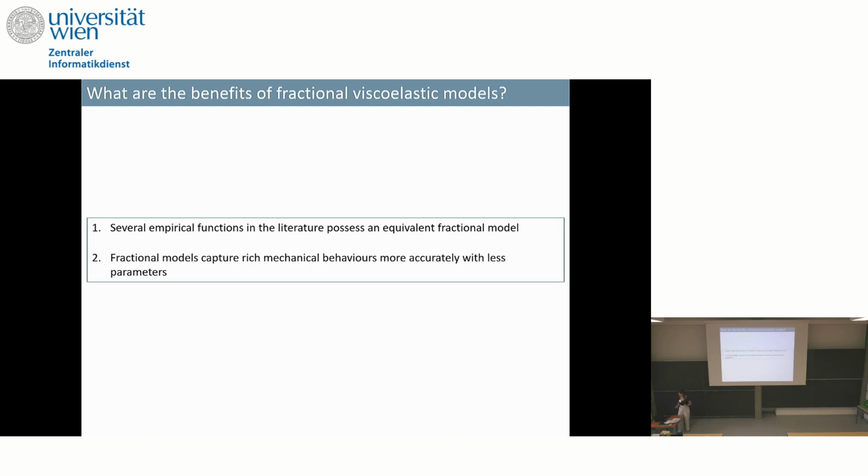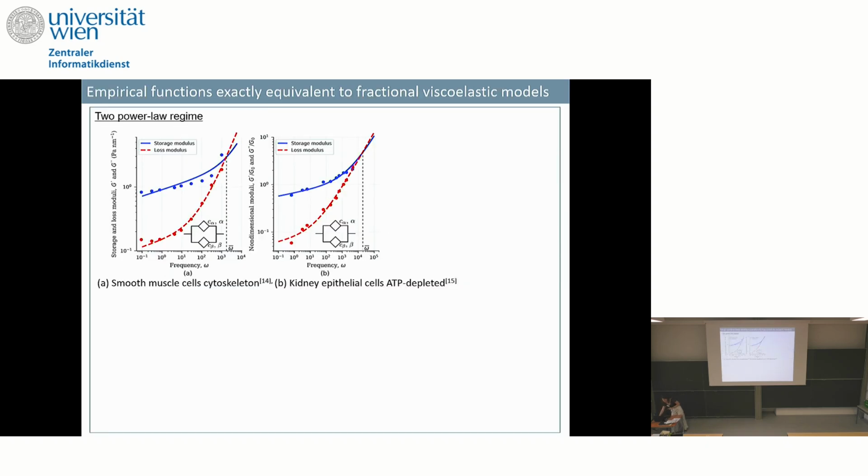And one other advantage, I haven't put it here because I want to focus later. So here is an example. For example, you have the double power law in G prime, G double prime, which is often seen in cells, like in most muscle cells or kidney epithelial cells. This was fitted with an empirical function that is nothing other than the two spring pots in parallel.